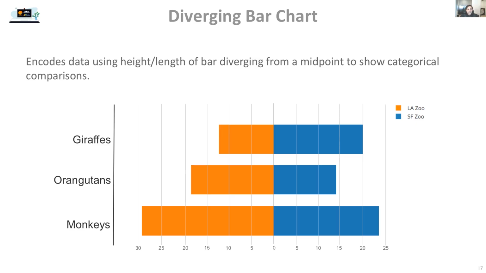Here is the diverging bar chart of the same zoo data. Again, we have three categories of animals and we have two groups, LA Zoo and San Francisco Zoo. As you see, there is a midpoint or a divergent line which can be 0, an average, or an expected number, and the bars for the two groups expand in the opposite direction of each other.